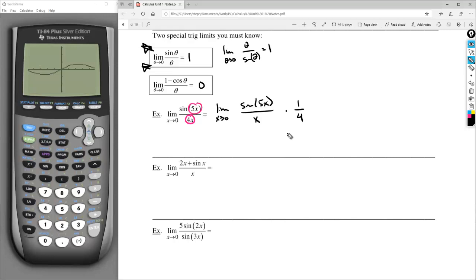Now I need to introduce a 5. So in order to do that, I'll put a 5 here. Right? But as you know, can you just write a 5 because you want one to be there? No. Right? If I'm going to divide by 5, I also need to multiply by 5. So I'm also going to multiply by 5. Okay? And what I end up with is exactly what I wanted.